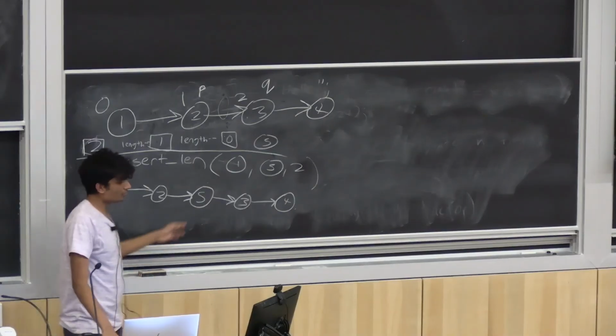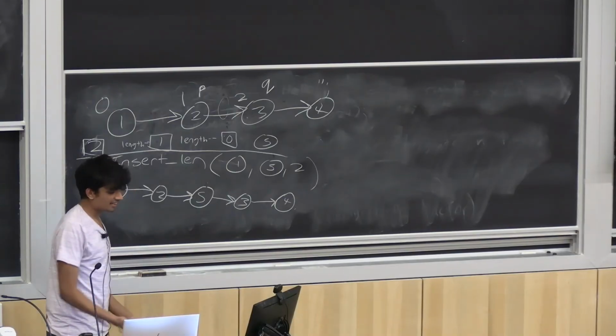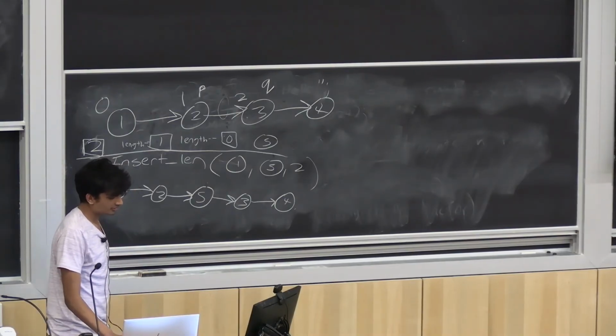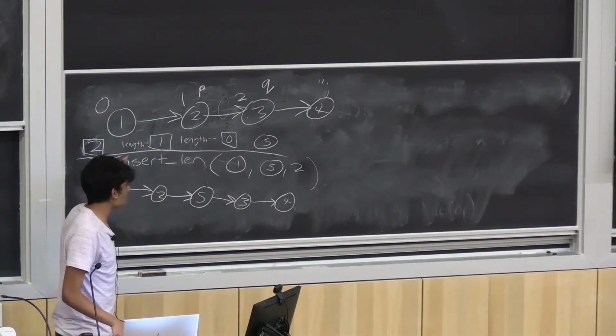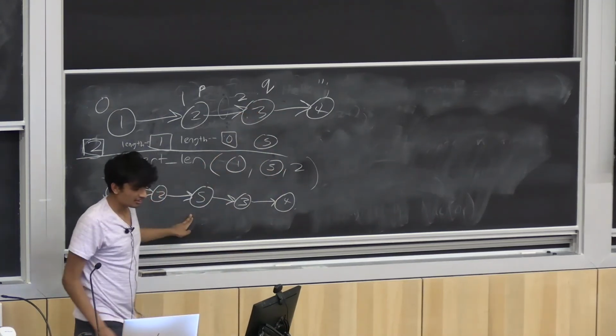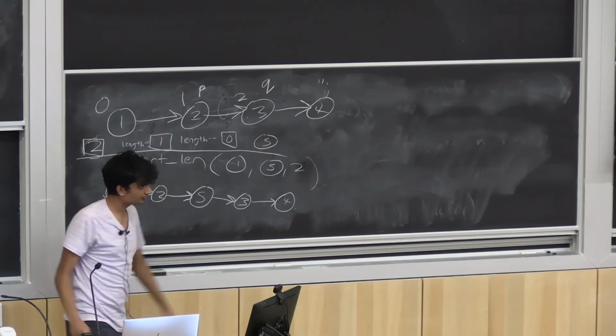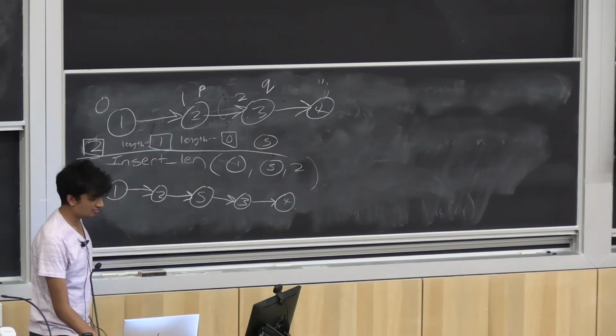And to insert the node with element 5, we just do p arrow next equals the new node. New node arrow next is our q. And we are finished inserting 5 here. And in that case, we just return head.